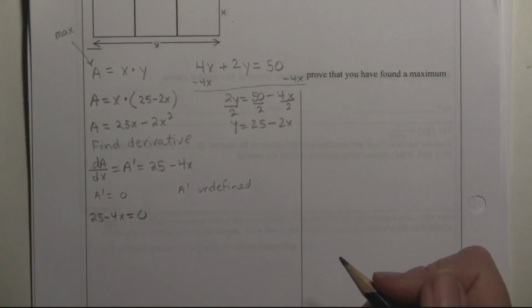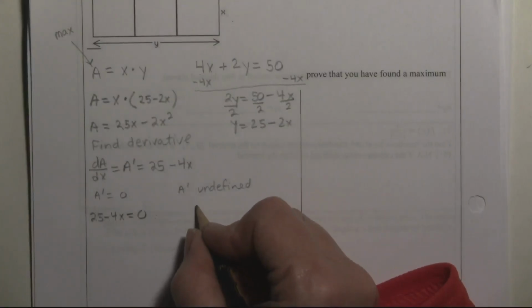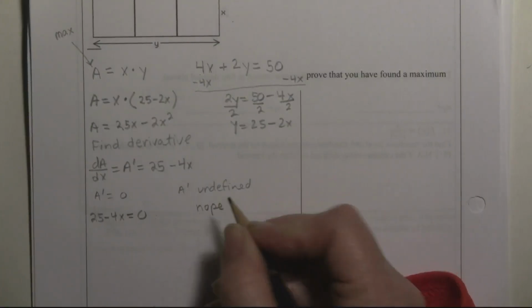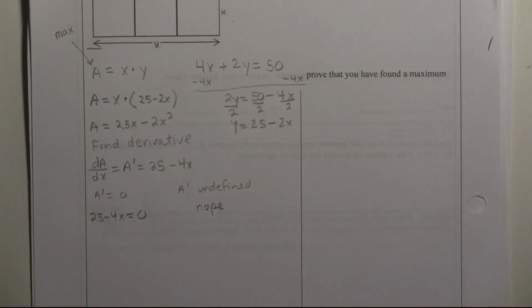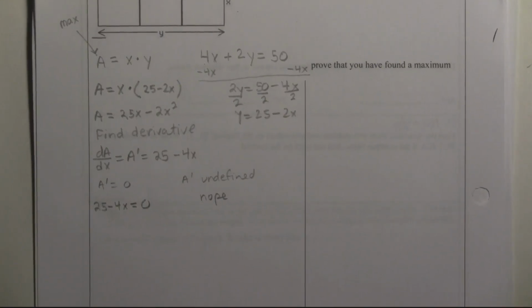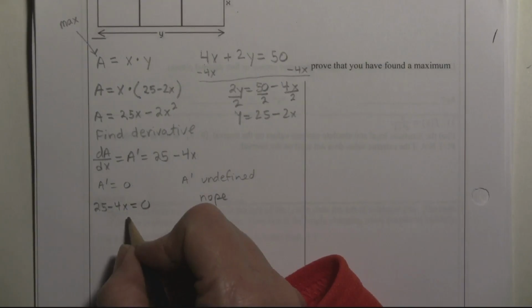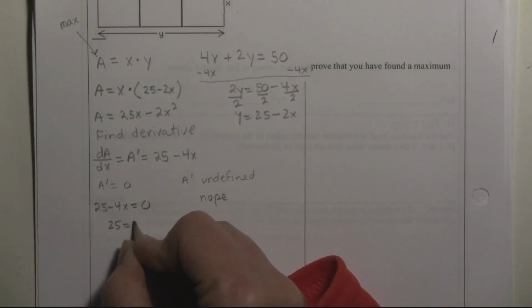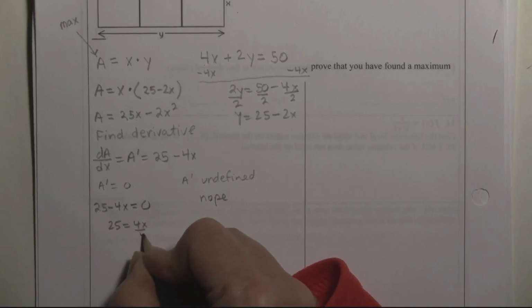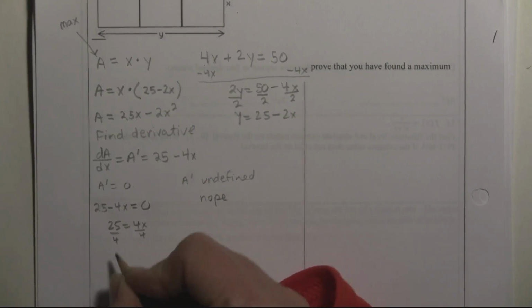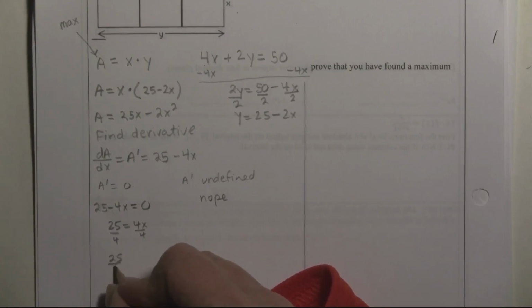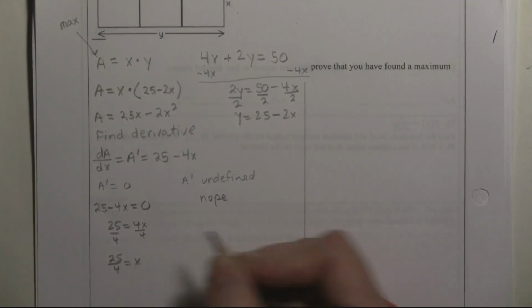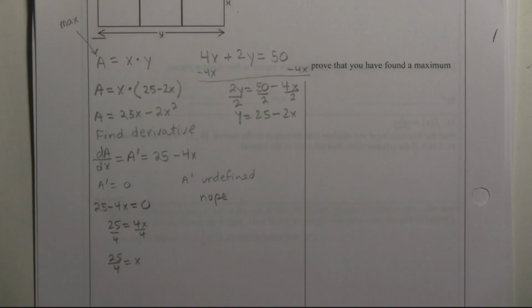This is a polynomial, so it's not ever undefined. So I'll put nope. But I just wanted you to know that the critical value could have come there. And so I'm going to solve this. I'm going to add 4x to both sides. So this is 25 equals 4x. I'm going to divide by 4. So I get for x, 25 over 4 equals x.